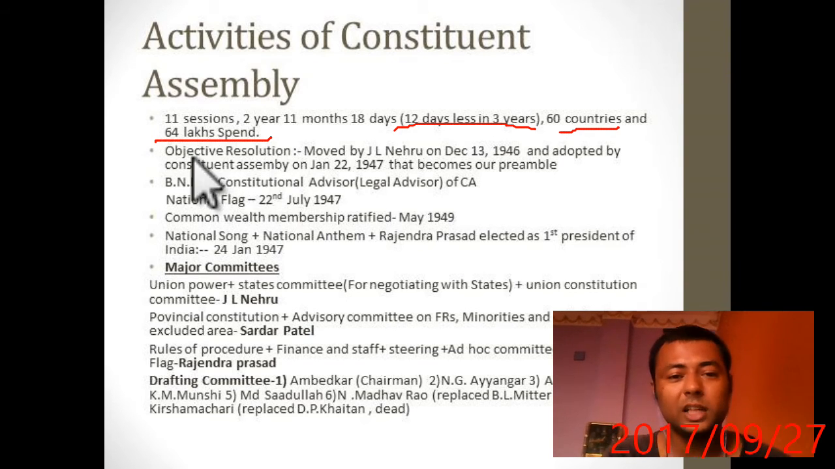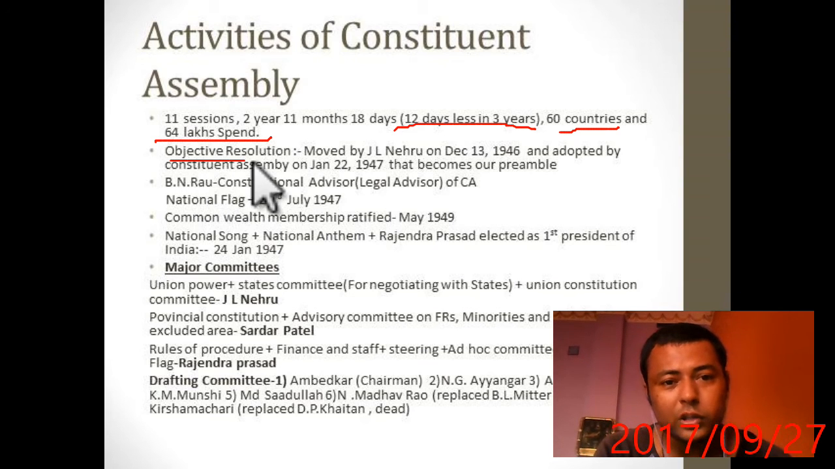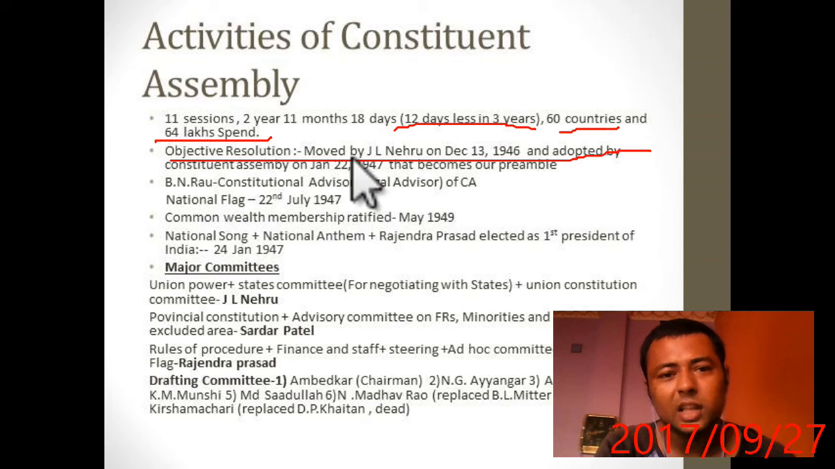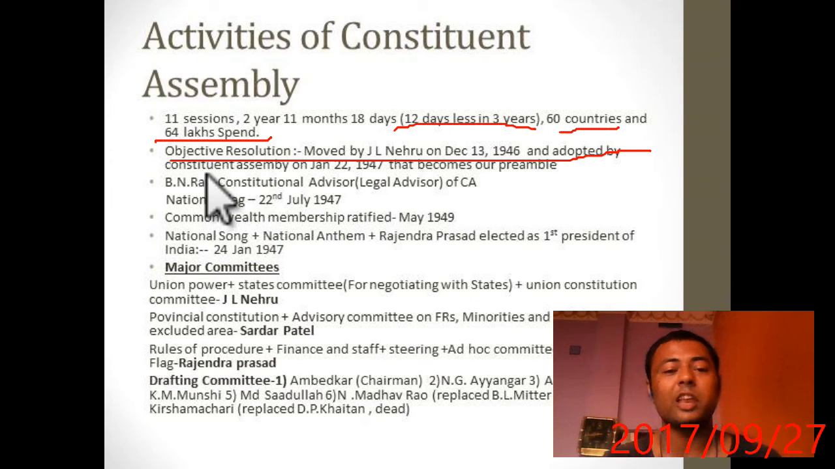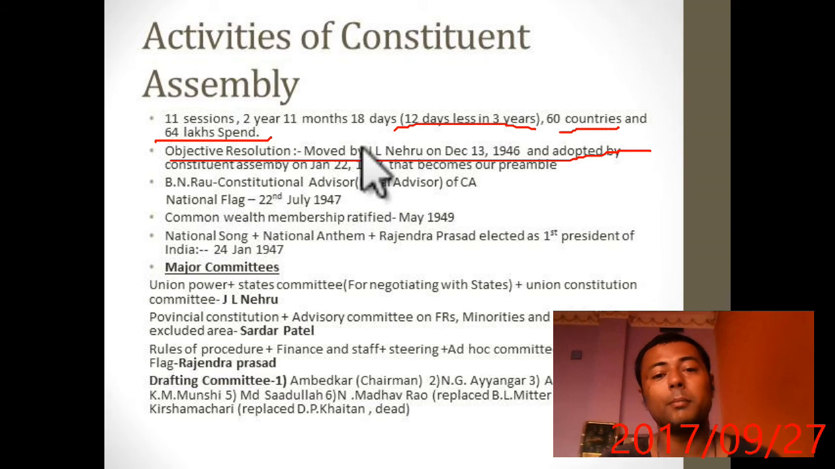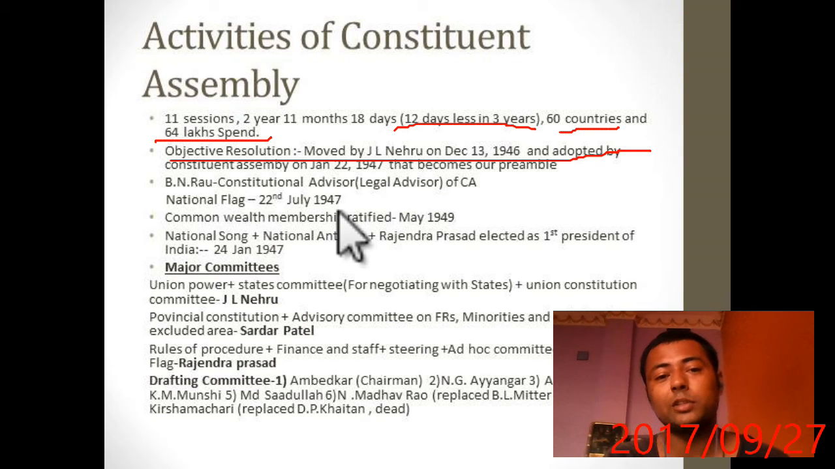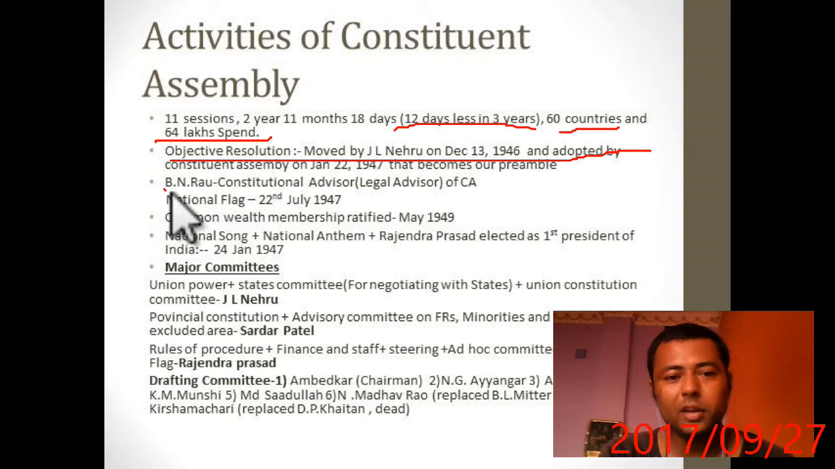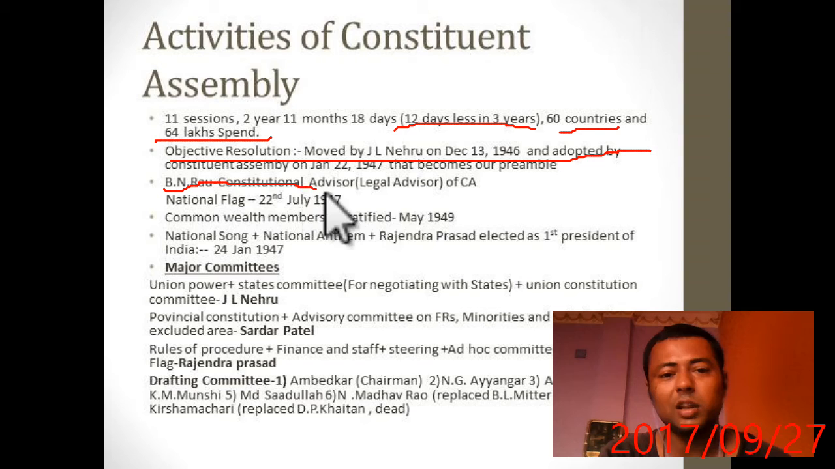One more thing, there was an objective resolution moved by Jawaharlal Nehru on December 13, 1946 and adopted by the Constituent Assembly on January 22, 1947, and that becomes our preamble. So remember, the preamble is nothing but the objective resolution proposed by Jawaharlal Nehru. Okay. Now B.N. Rao was chosen as the constitutional advisor or legal advisor of the Constituent Assembly.